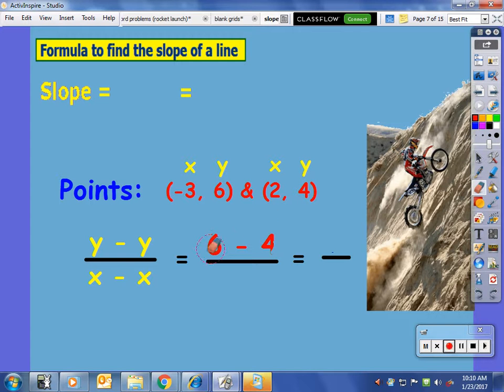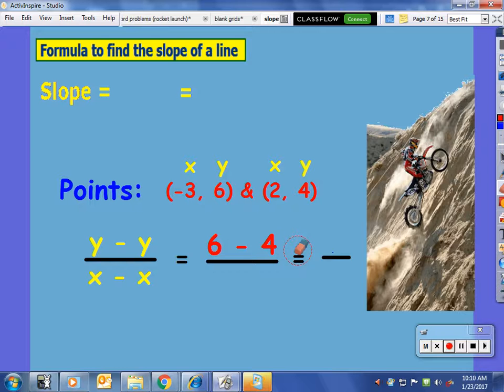Let's do 6 minus 4 first. If I choose to do 6 minus 4, then what does the denominator have to be? It has to be negative 3 minus 2. Do you see what I'm talking about? If I start with this y value on top, I must start with this x value on bottom.